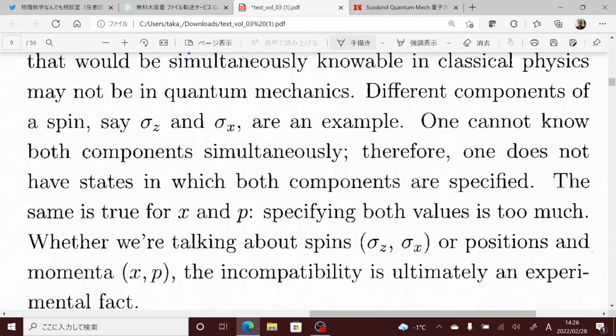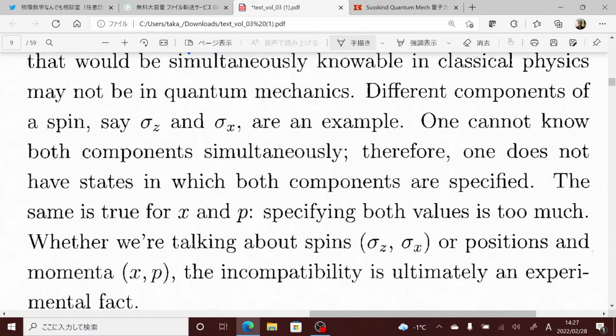I'm sorry, I just don't do the spin part. Okay, but I just assumed that the listener knows simple spin expressions like sigma z and sigma x.